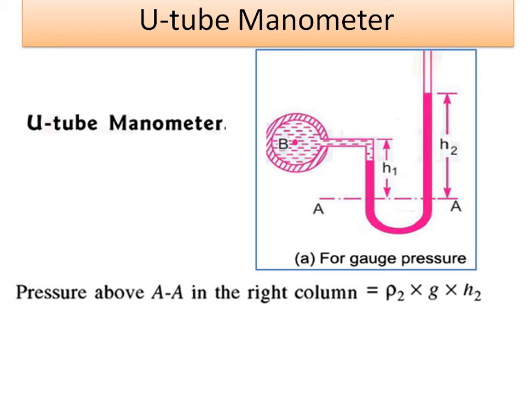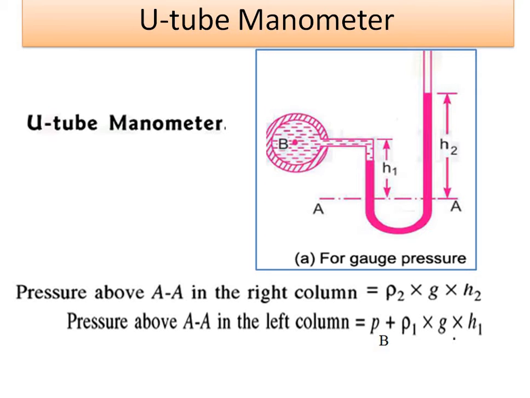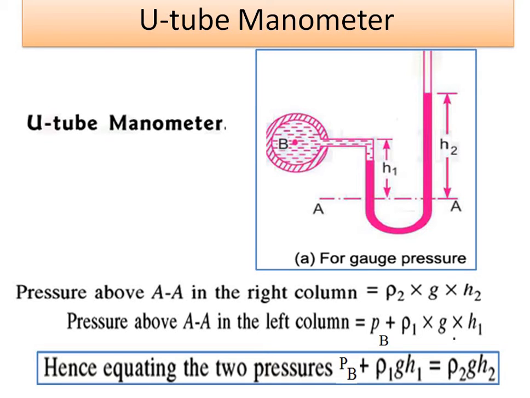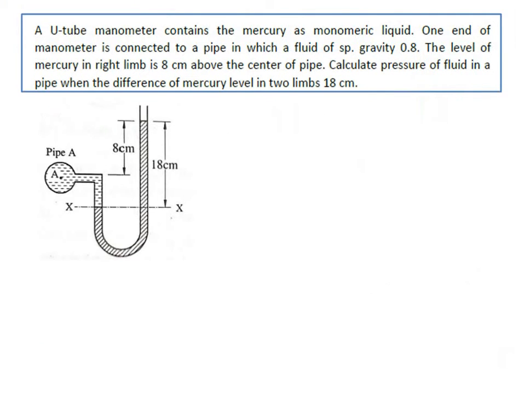So we know that the pressure above the AA line at the right column is equal to rho 1 g h1, and the pressure above the AA line at the left column is P plus rho 1 g h1. So equating the two pressures, we can calculate that the pressure at point B is equal to rho 2 g h2 minus rho 1 g h1. So by that formula it is possible to measure the pressure.